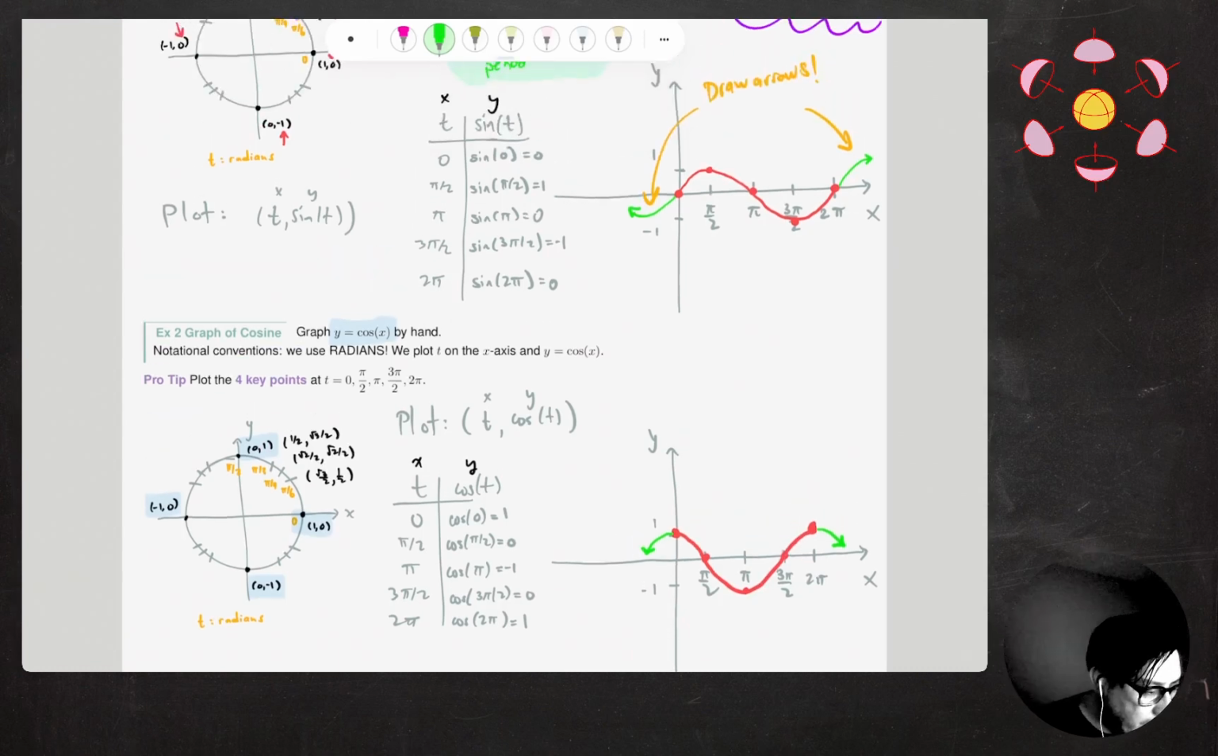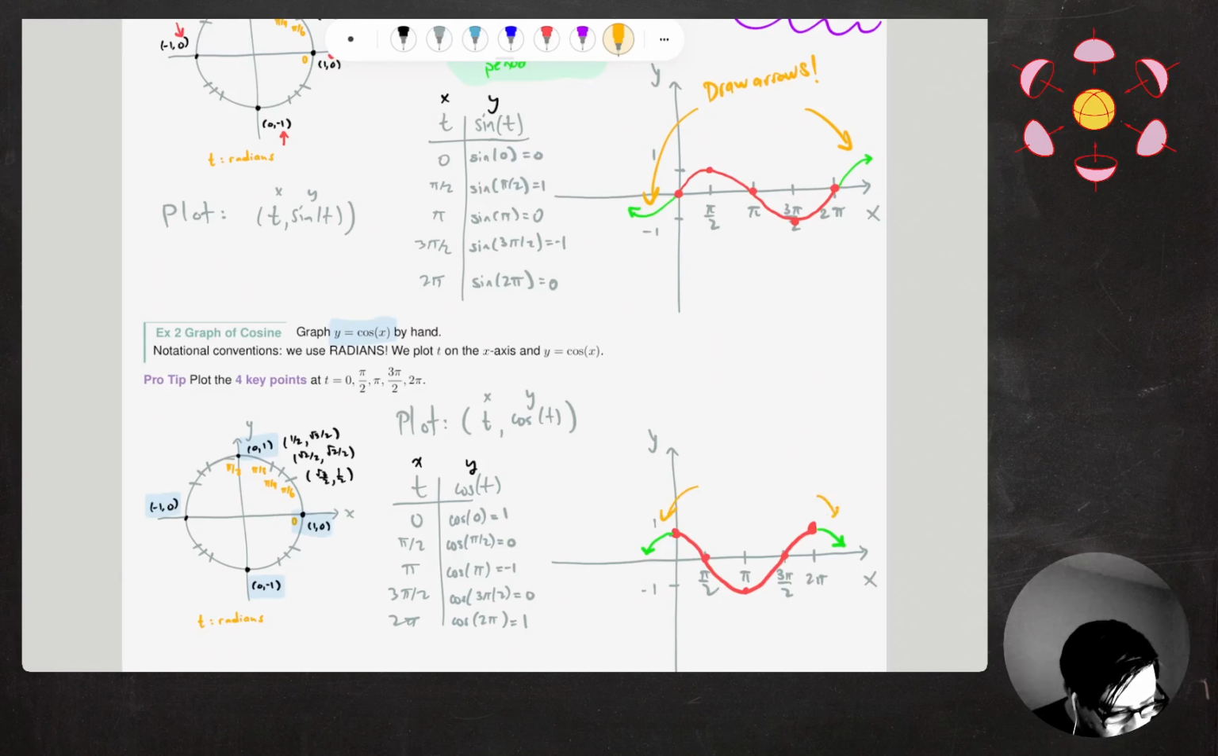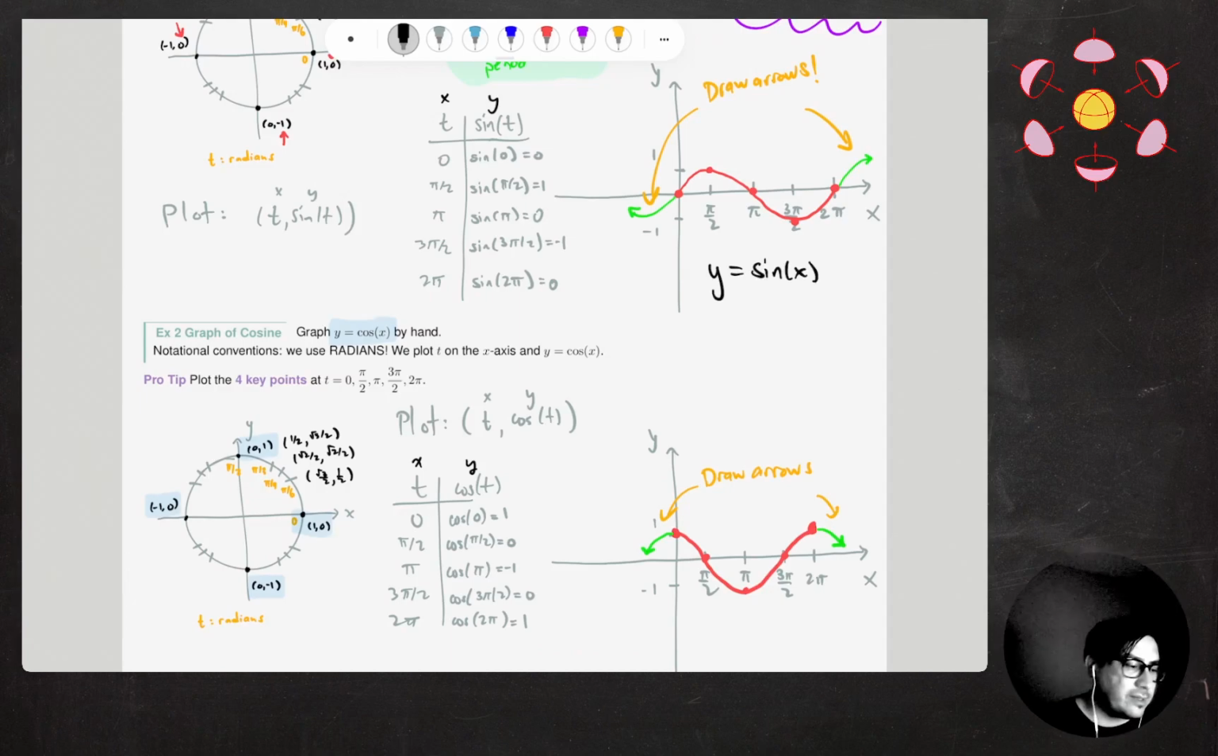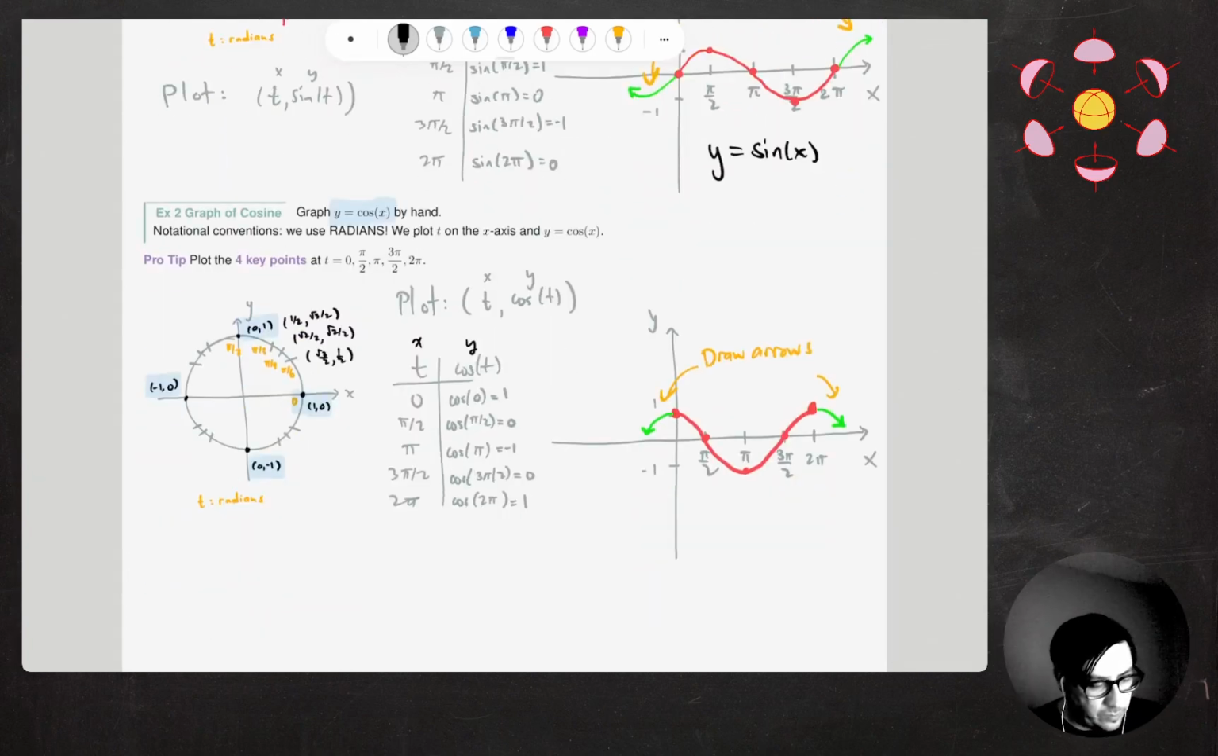All right, as the last picture, I'm going to put this little note to draw arrows. And just to add a nice little touch, I'll even label the graph here. This one was y equals sine of x. This one was y equals cosine of x.